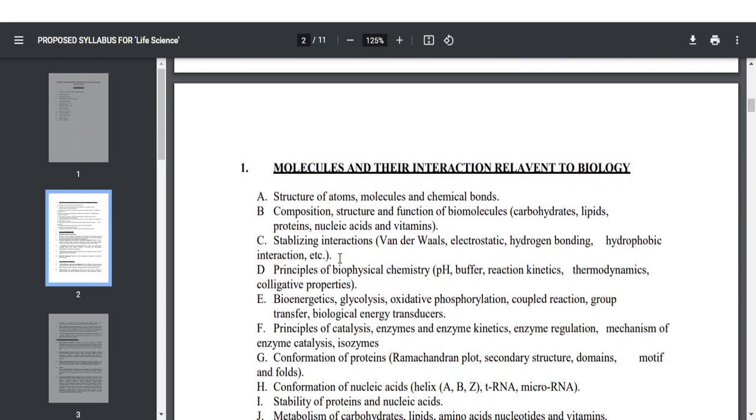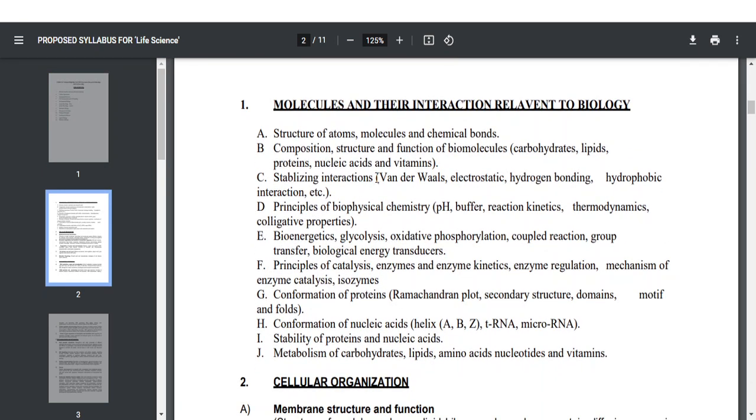So the first unit is molecules and their interactions relevant to biology, which is simply the biochemistry unit, and I generally skip preparing this unit because the number of questions asked from it is not constant. In a few years they ask more questions, and in some years they don't even ask questions from biochemistry. If you check the CSIR September 2022 question paper, 4 questions were asked in section B and 4 in section C.